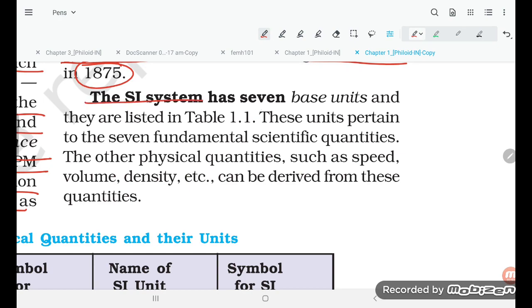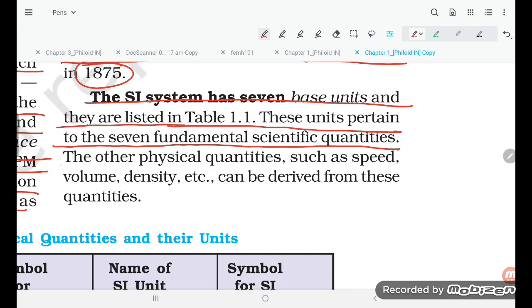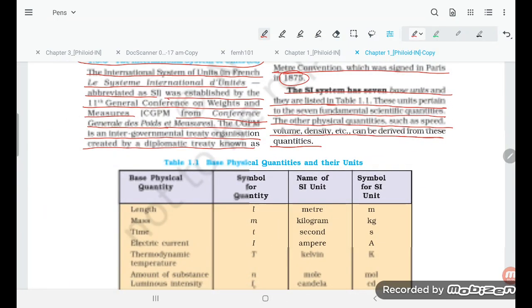The SI system has 7 base units and they are listed in table 1.1. These units pertain to the 7 fundamental scientific quantities. The other physical quantities such as speed, volume, density, etc. can be derived from these quantities.